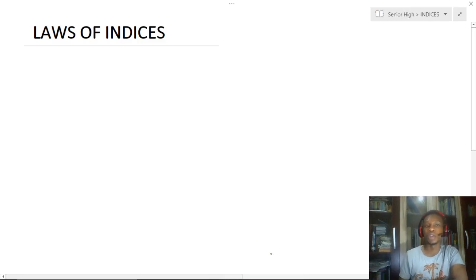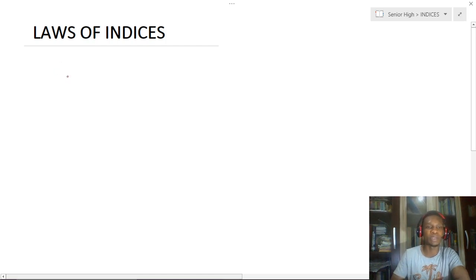So today we'll be working with indices, and I would like to start off this topic with the laws of indices. So let's talk about the laws that guide indices. Now, when we say indices, first of all, what do we mean by indices? Indices just means everything that has a power.